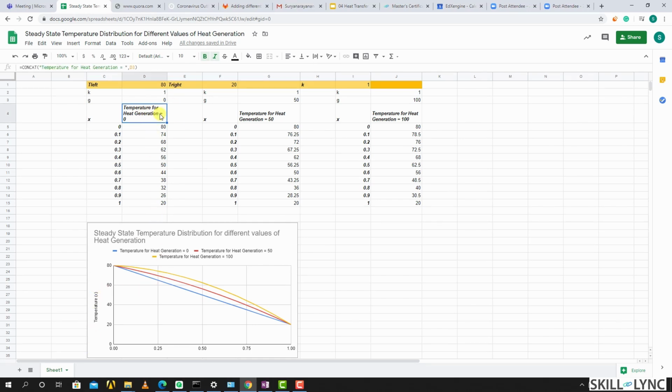In this case, I'm plotting temperature for heat generation equal to 0, and that's the blue line. You can see that when the heat generation is 0, you essentially get a straight line. In this scenario, we look at the temperature when the heat generation is equal to 50 watt per meter cube. And in this case, we have 100 watt per meter cube. I'm plotting all of them on the same graph. And you can see that at the boundaries, the values are the same, because that's what boundary conditions are. They don't change. And in the interior nodes, the temperatures are actually estimated.